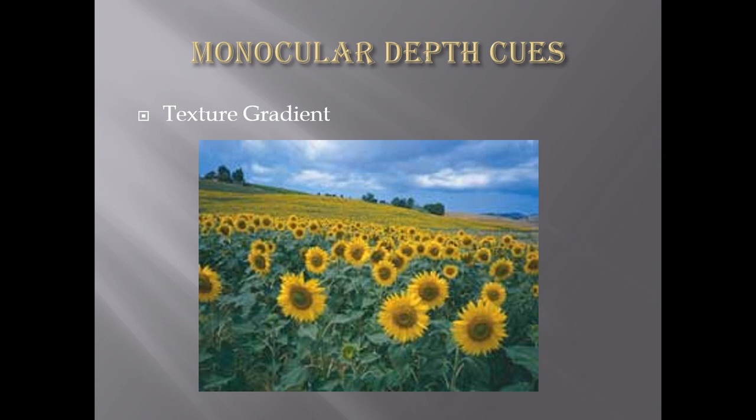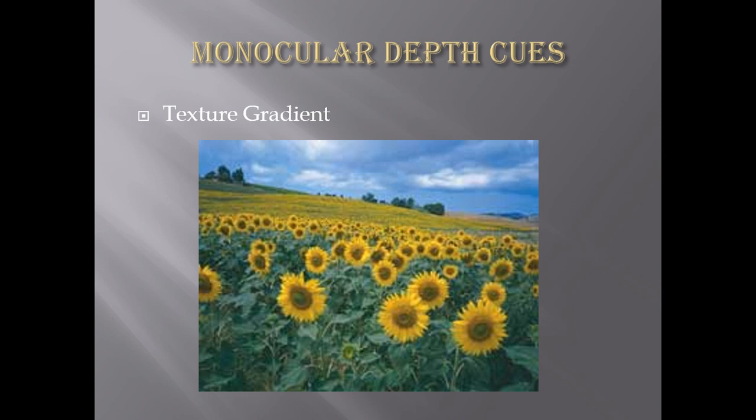And texture gradient simply says this: objects that are nearer to us seem to be more well-defined, okay? You can see more detail. When objects are way off in the distance, they seem to be more smooth and solid and complete and flowing. You look at the picture of these flowers here, sunflowers.